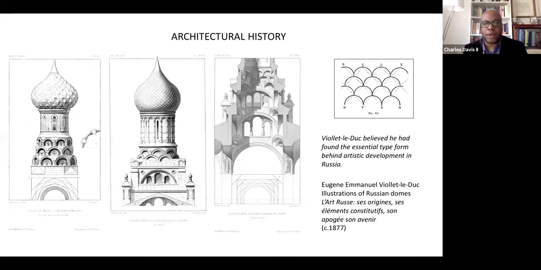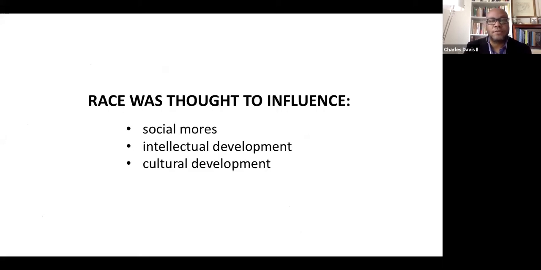He was hired by the Russian government after he completed his 10-volume dictionary project to create an architectural history of Russian form. And so he went about using the geometrical tools and the kind of theories of evolution that he used in his previous studies to establish a study on the origins of Russian art. And during this time period, people believed that race was thought to influence things like social mores, intellectual development, and cultural development. This was a scientific way of understanding this.